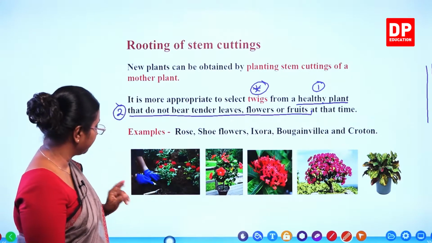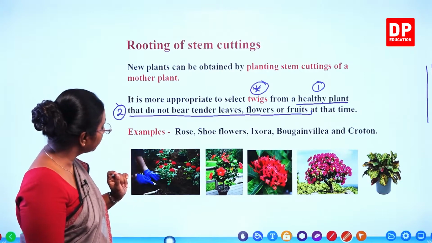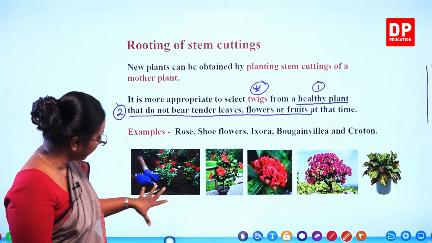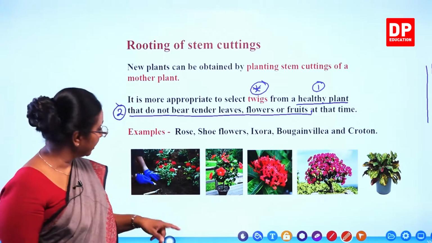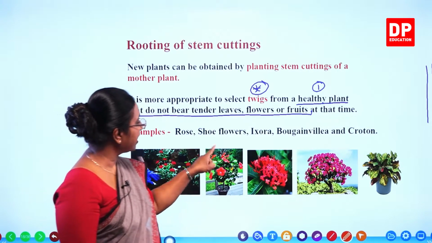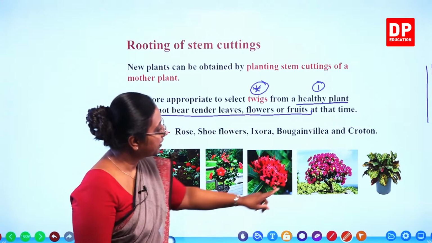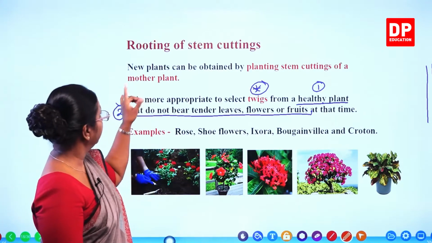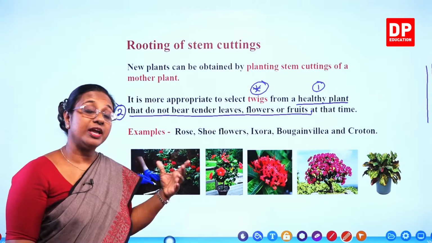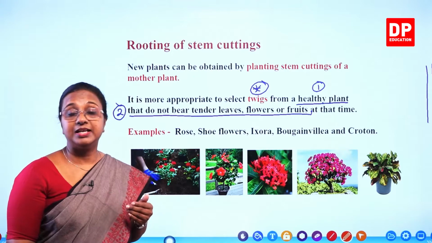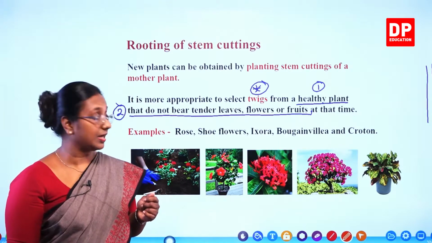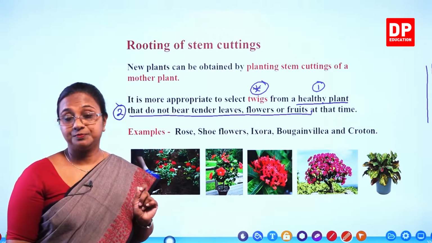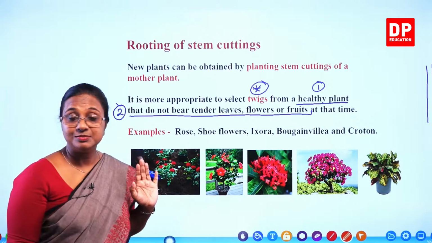These are some examples. You can see this is how they plant the rose plant. This is the same stem cutting, after it has been planted, where they are making the soil bed. So, stem cutting of rose. Then there is shoe flower, exora, then we have bougainvillea and the croton plant. These are examples of plants that can be propagated by rooting of stem cuttings: rose, shoe flower, exora, bougainvillea and croton. I am sure you all can understand this method easily.